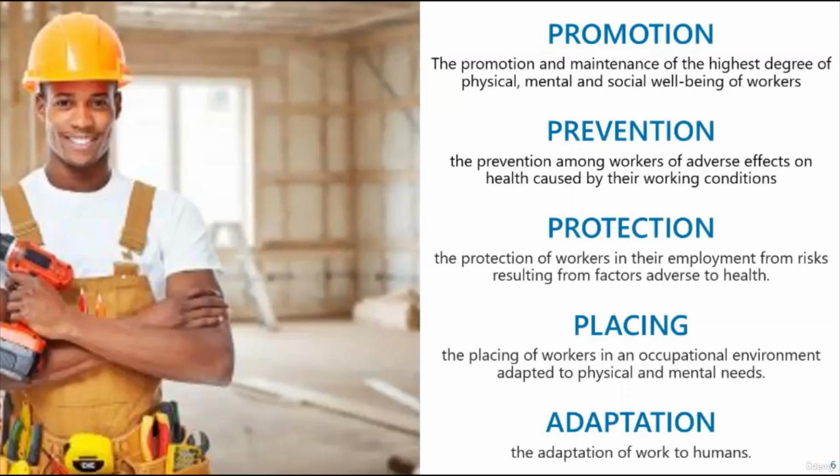Now, occupational safety and health is aimed at the promotion and maintenance of the highest degree of physical, mental, and social well-being of workers in all occupations. It also includes the prevention among workers of adverse effects on health caused by their working conditions. So it is about promoting the highest degree of physical, mental, and social well-being for workers, preventing workers from adverse health and safety effects caused by their working conditions, protection of the workers in the employment from risks resulting from factors adverse to health, as well as placing the workers in an occupational environment adapted to physical and mental needs and adapting of work to humans.